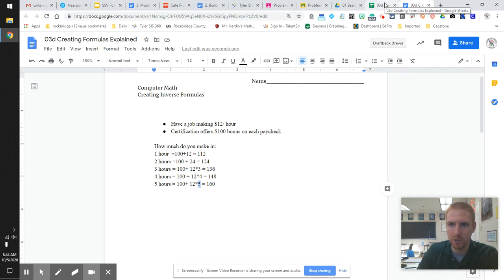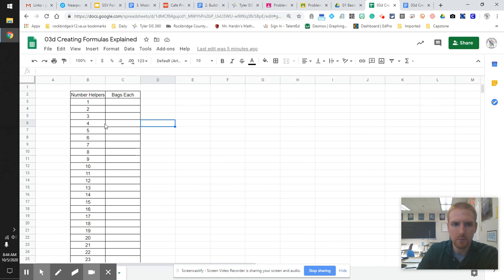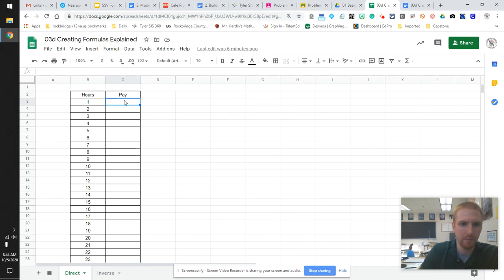So let's go to the spreadsheet now and think about a formula. That one's for the next one. So hours and pay. All right. For a formula, equals 100, because I get that $100 bonus. That's happening every time. Plus 12 times something, because I make that $12 every time. The only thing that changes is the number of hours. So we can go through and type 1, and then type 2 next time, and so on. But you're just way better off if you just click right there.